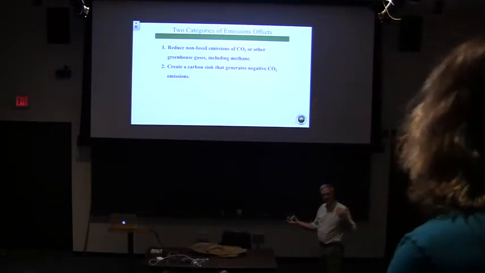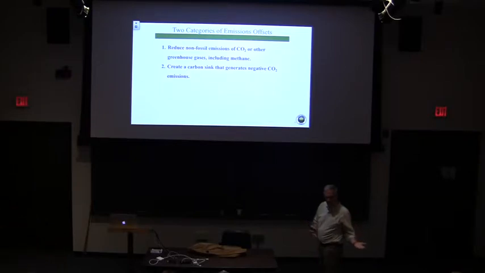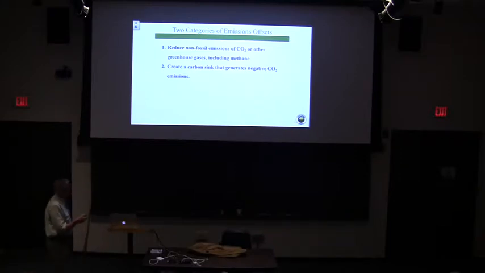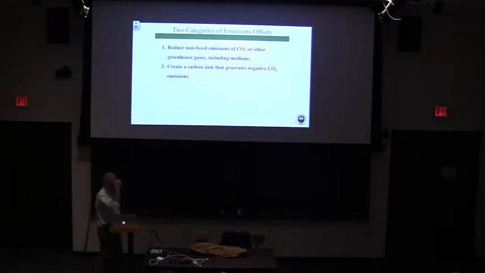It generally means an avoided or a negative emission to offset the positive emissions that you've just done or are about to do. Now there are 2 categories of offsets, and they're linked for, I guess, historical reasons. First is to reduce non-fossil emissions of CO2 or other greenhouse gases, including methane. So something that isn't a fossil fuel reduction for some reason is called an offset. Okay, it's offsetting fossil fuels. The second is to actively create a carbon sink that generates negative CO2 emissions.